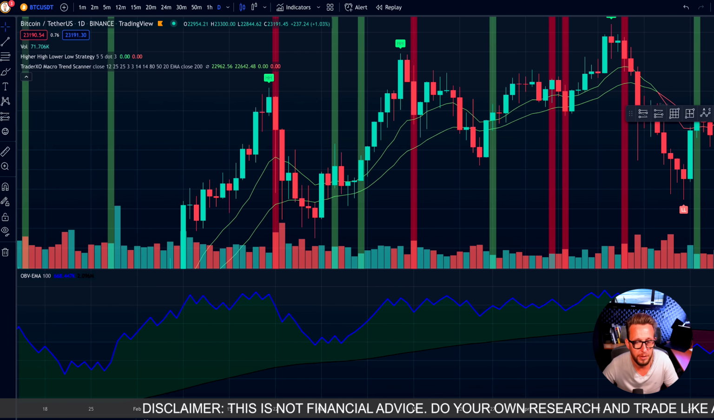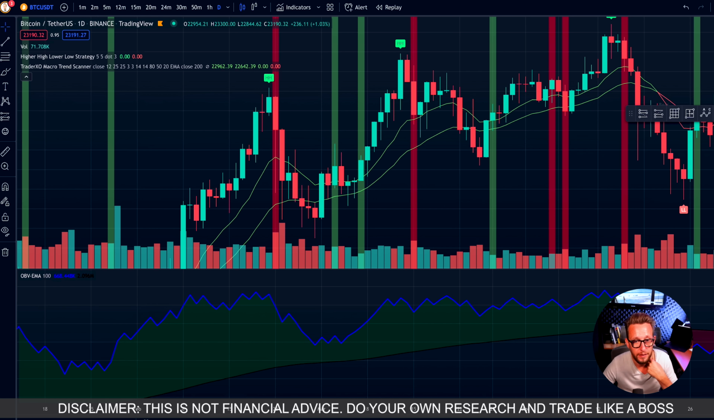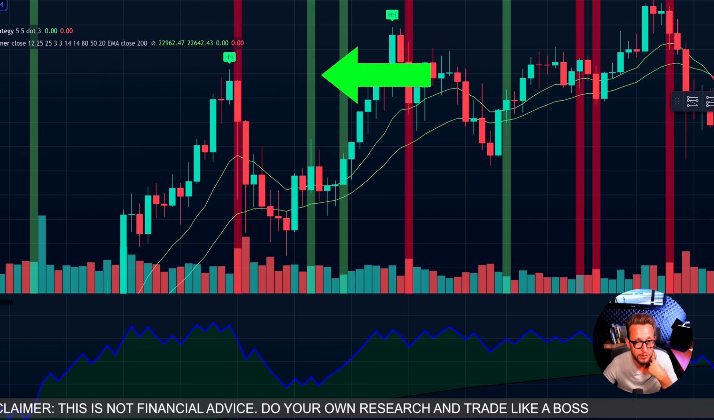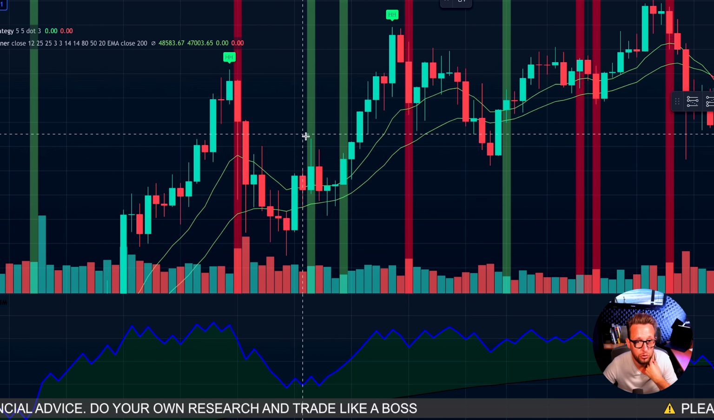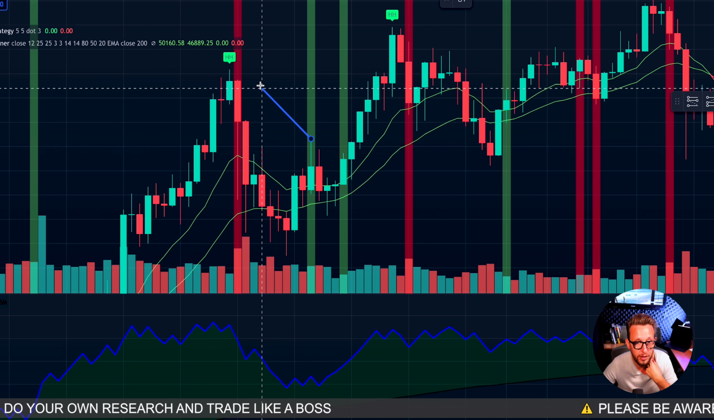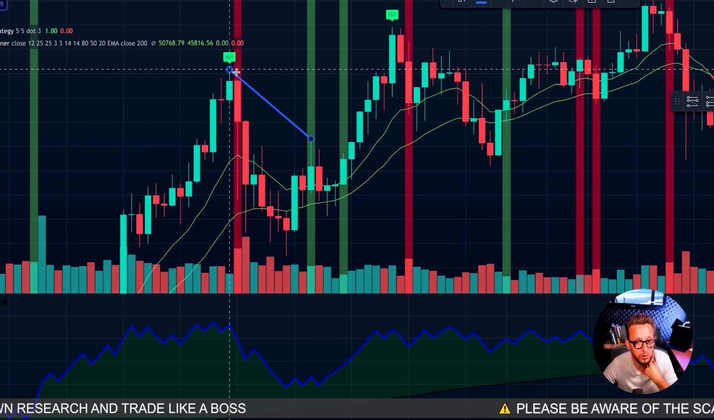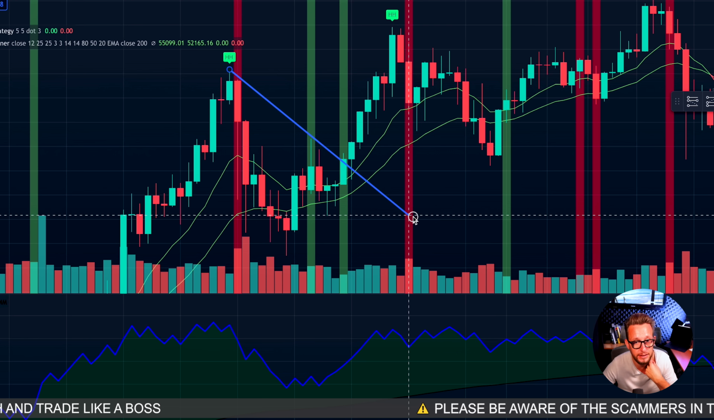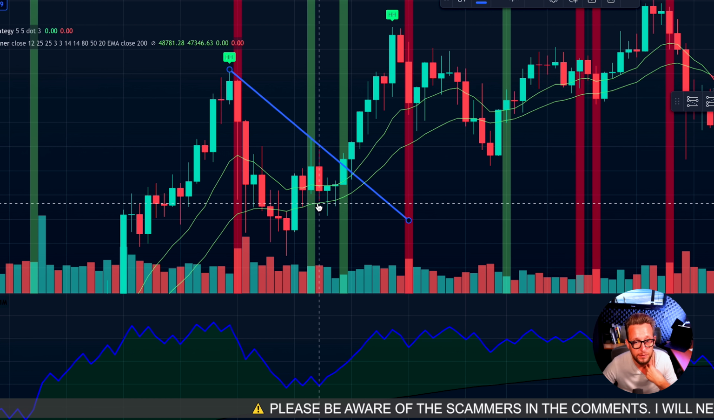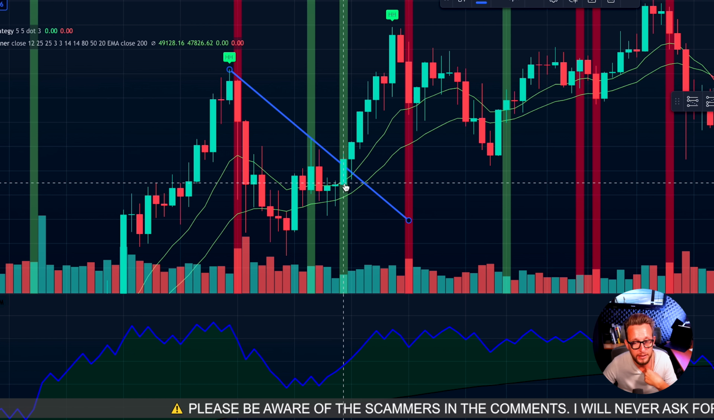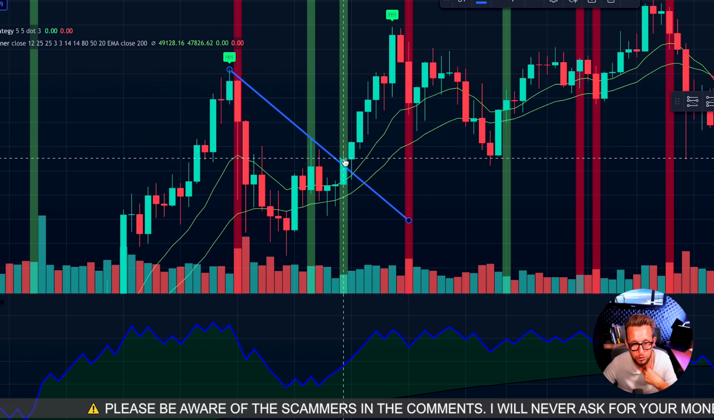Okay, so what we're looking for a long is one of these green bars, just like this one here. We're going to click on our draw tool, and we're going to draw from the top of the green bar up to the top of the closest higher high. Then we're going to extend that line to create a trend line. What we're waiting for now is for the price to bounce around below it and then break above that trend line.